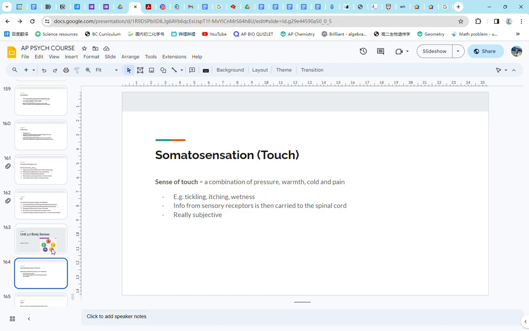The information from the sensory receptors is then carried to your spinal cord, which transfers it to your medulla, thalamus, and finally the somatosensory cortex in your parietal lobe. Touch is very subjective. For example, some people love massages, while other people don't like people touching them, especially strangers. People who like massages may prefer a firm, deep tissue massage or a gentler, light, Swedish-style massage.